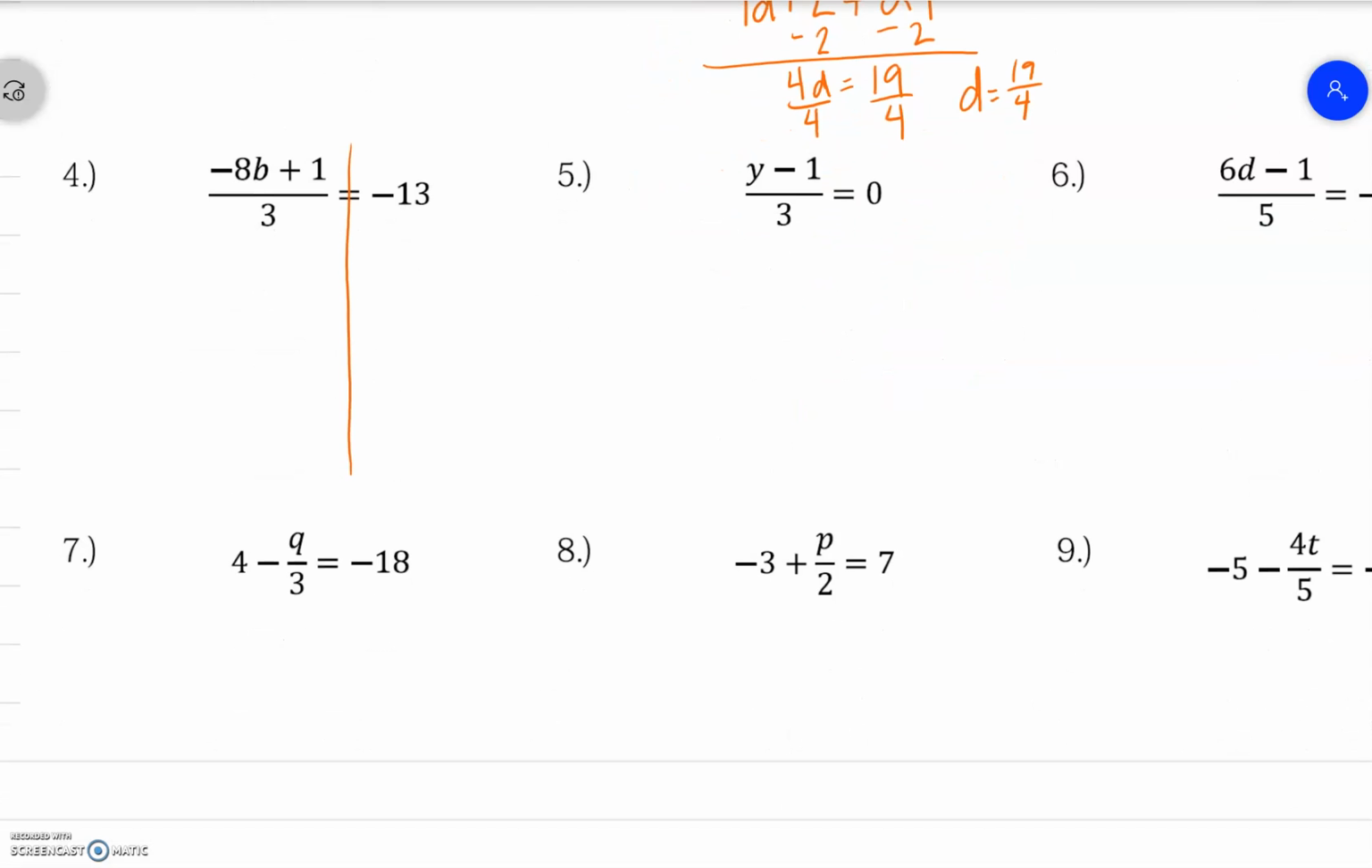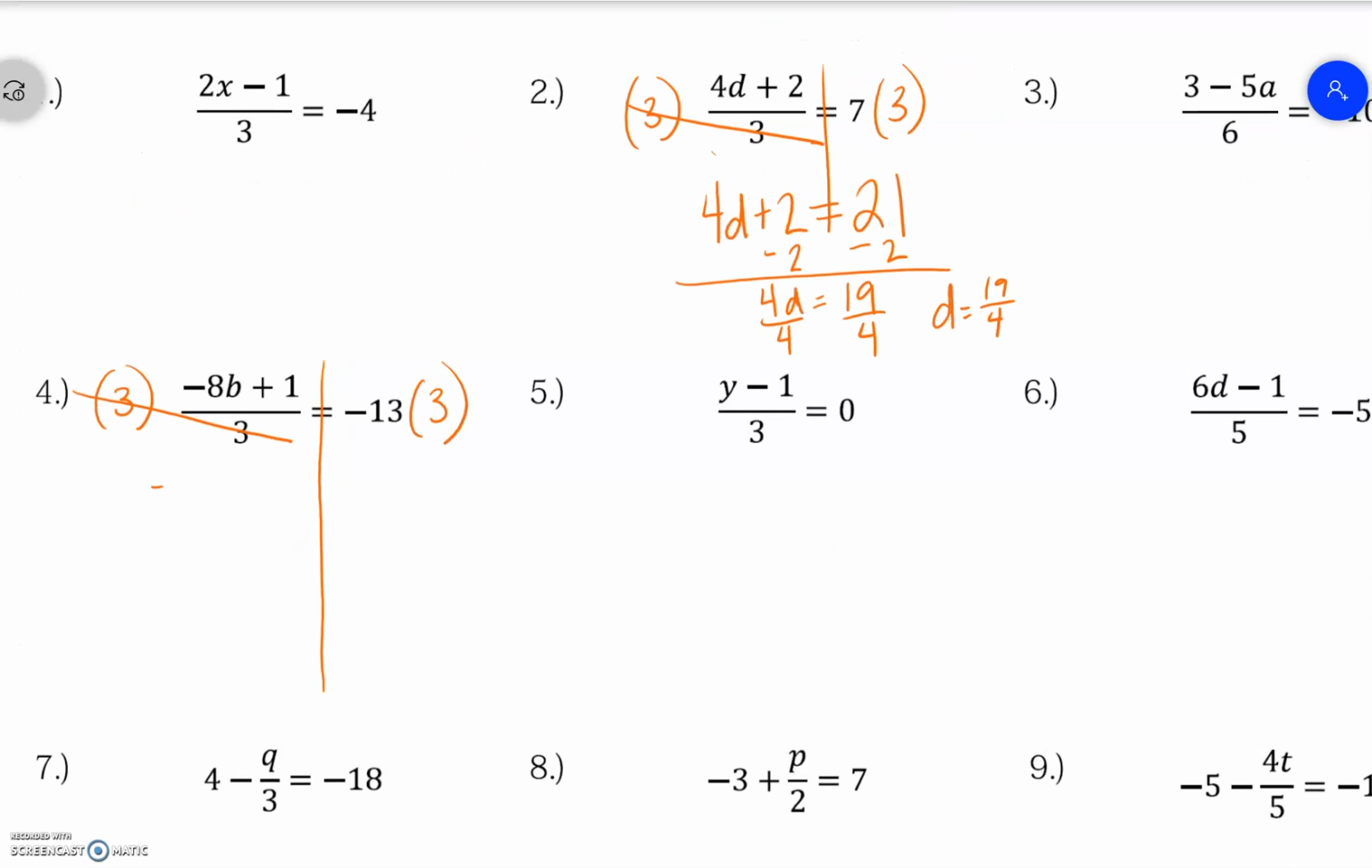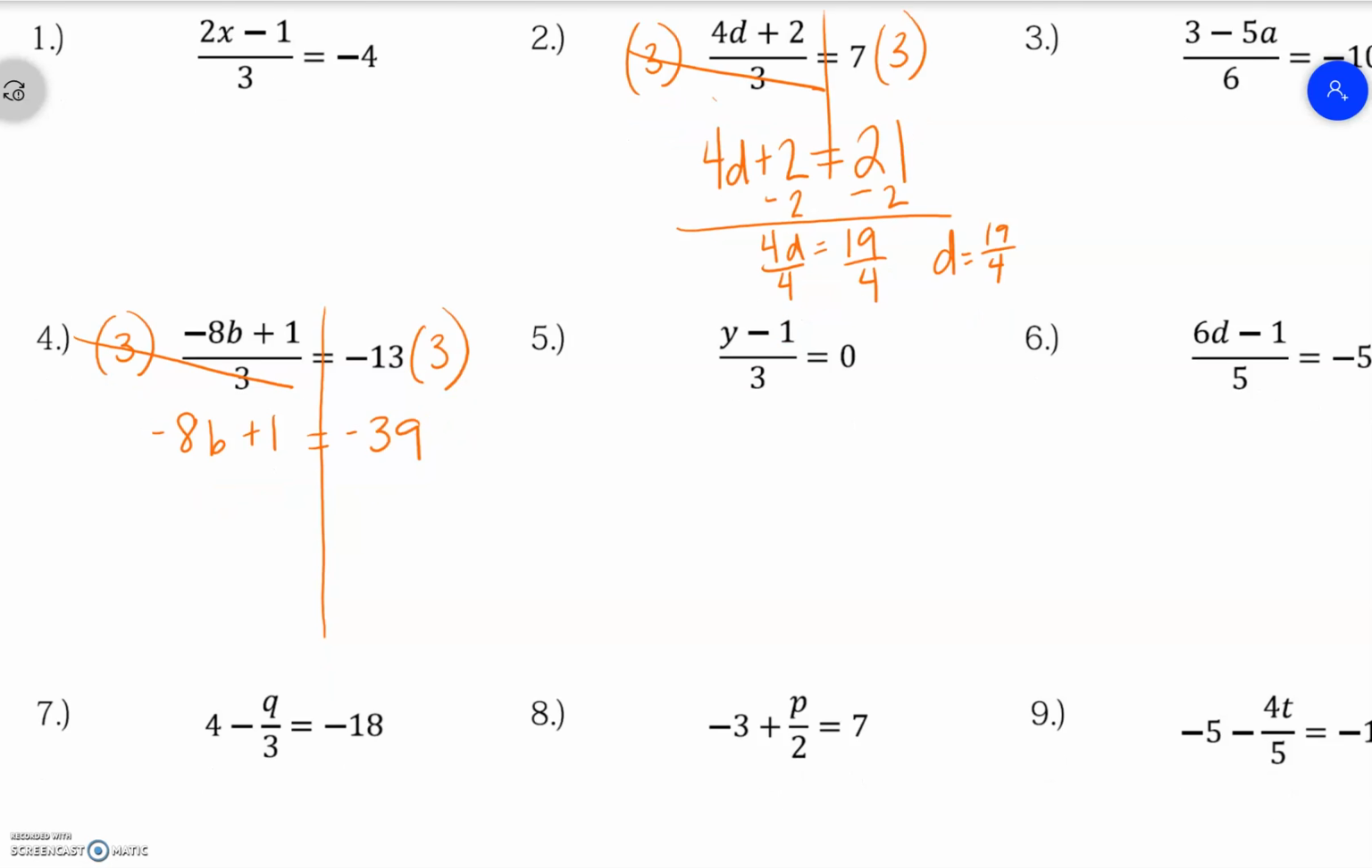All right, number 4. Go ahead, pause the video, write this problem down, see if you can at least do the first step before I do. So I'm going to give you a couple seconds to think about it. First step would be multiply by 3. And we're multiplying by 3 to get that 3 out of the denominator. And negative 13 times 3 would be negative 39.